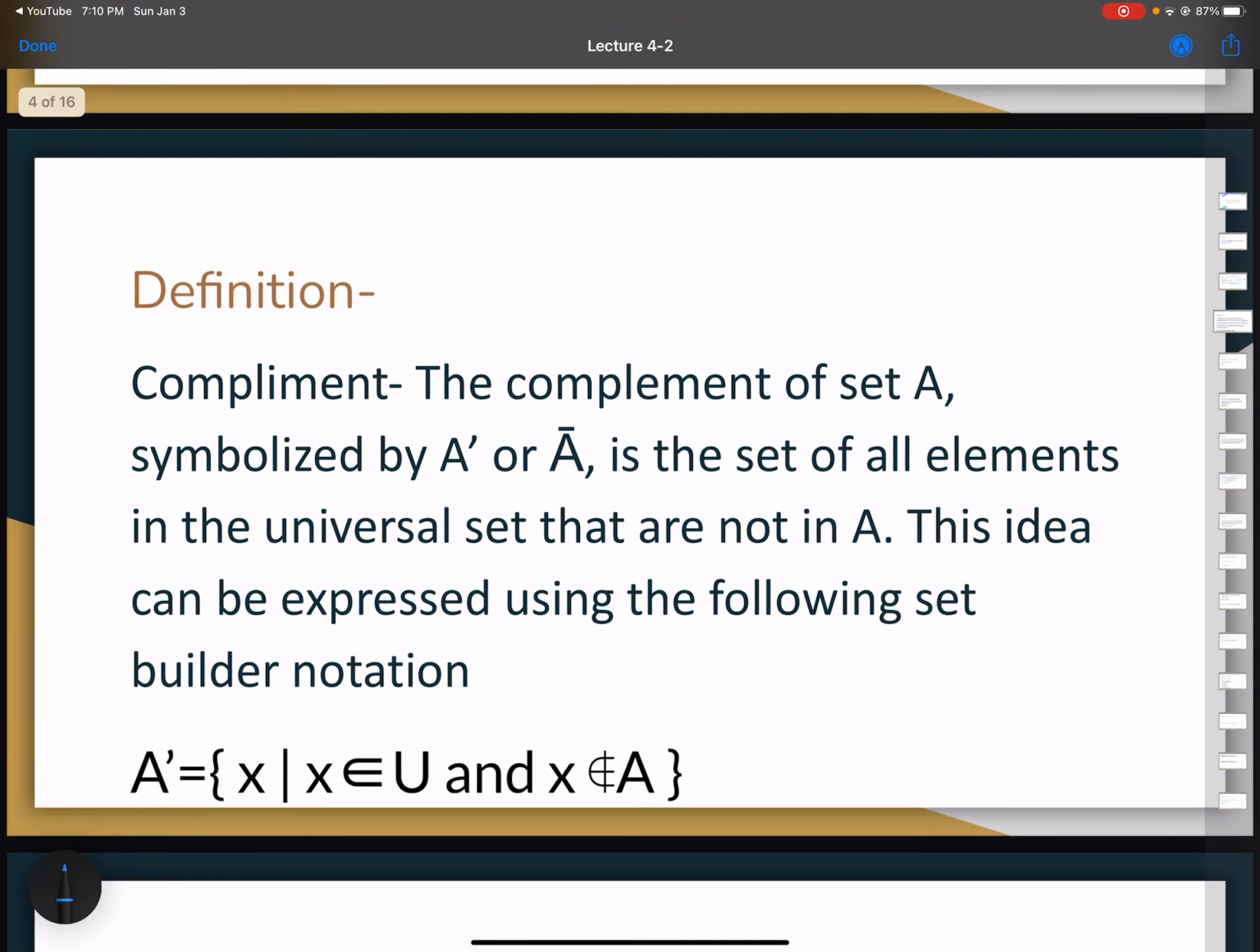Another definition we need to start doing these operations is the complement. The complement of the set A, symbolized by A with a little asterisk or A with a little hat, is the set of elements in the universal set that are not in the set A. This idea can be expressed using the following set builder notation. The complement of A is equal to x given that x is in the universal set and x is not in A.